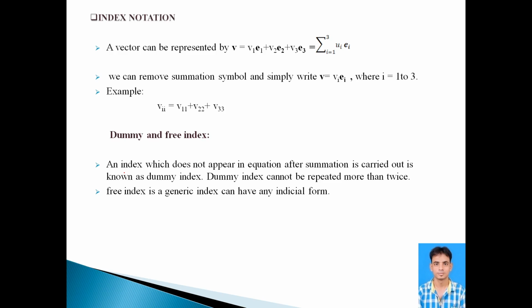And a free index is a generic index and can have any value. An example is aij xi. The dummy index is i and the free index is j. So a dummy index can be repeated two times, but it cannot be repeated more than two times. You can see that i is in a single term, and in that term i is repeated twice. So that's why i is a dummy index and j is the free index.